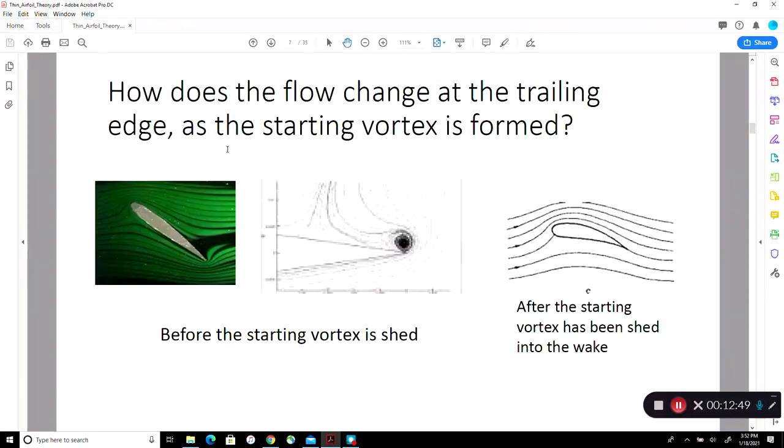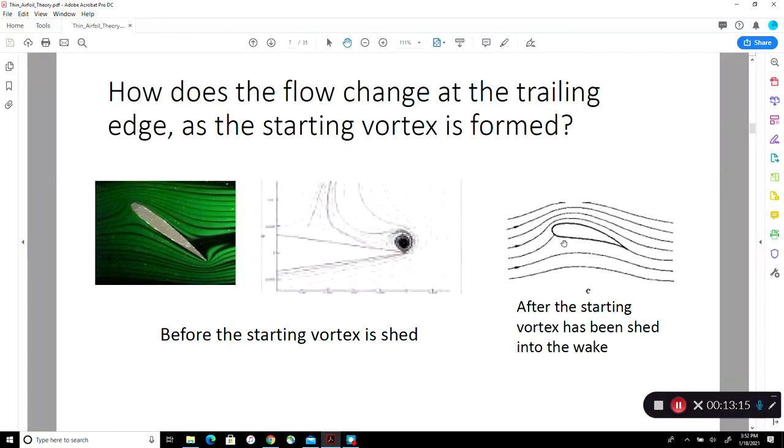So this is another picture. This is before the starting vortex is shed. This is the stagnation point. Up to here, the flows are coming here. Here, the flow is coming this way. You can have two different finite velocities, so somewhere here, they go to 0. So this is a stagnation line. And the starting vortex is now sitting on top of the airfoil, as shown in here.